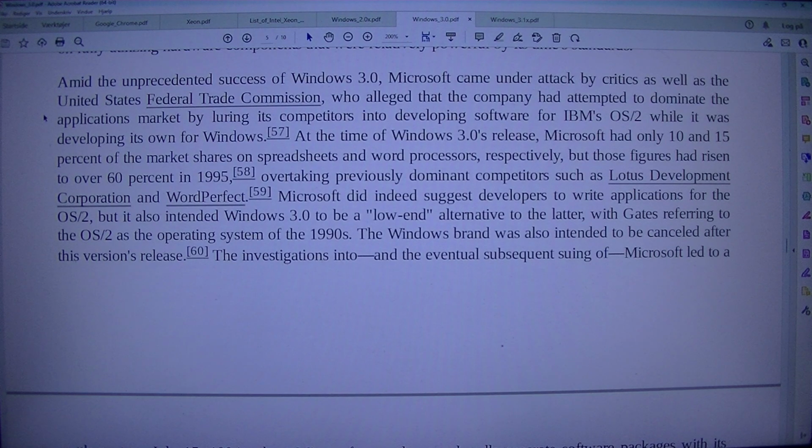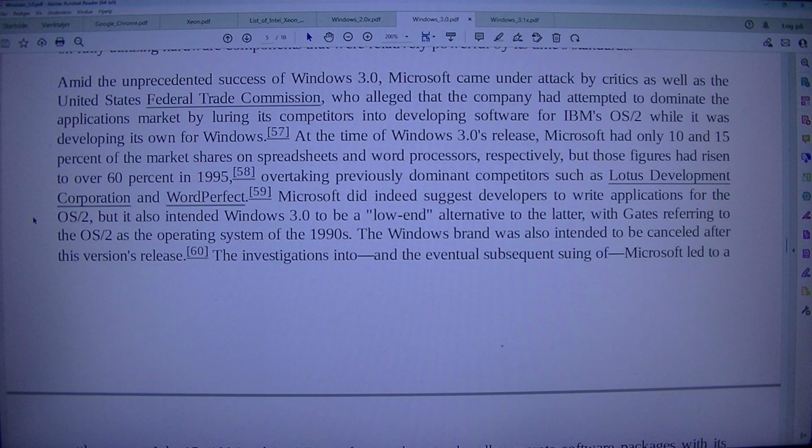Microsoft did indeed suggest developers to write applications for the OS/2, but it also intended Windows 3.0 to be a low-end alternative to the latter, with Gates referring to OS/2 as the operating system of the 1990s. The Windows brand was also intended to be cancelled after this version's release.